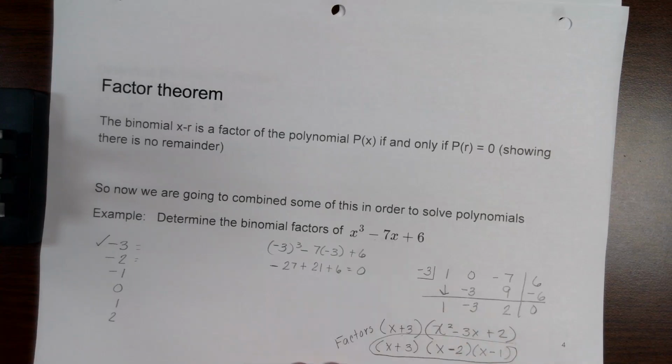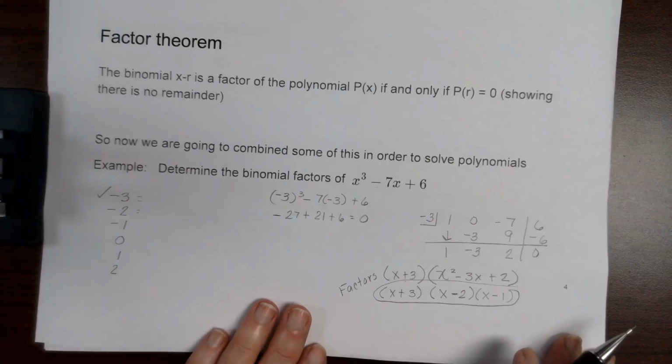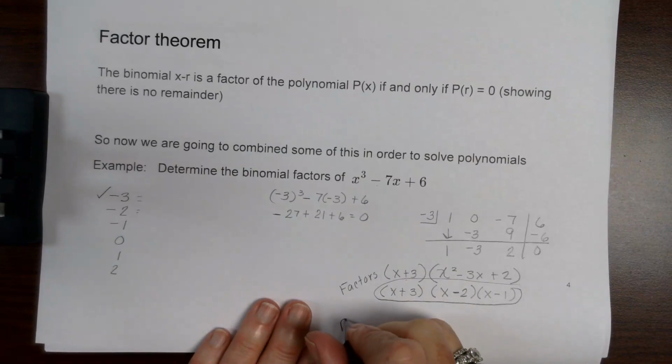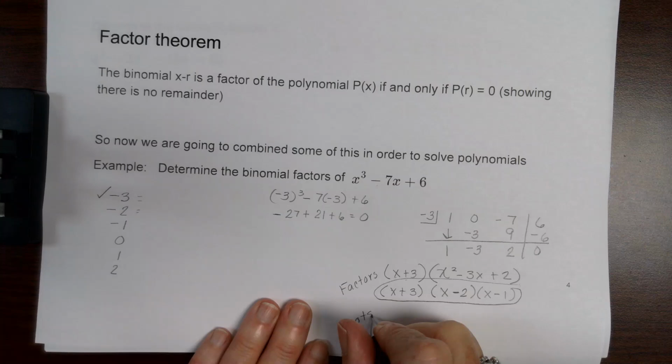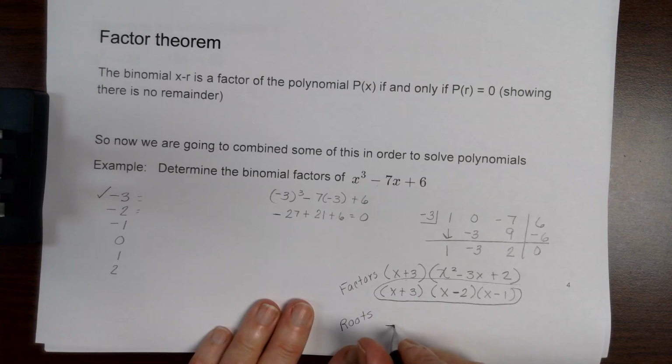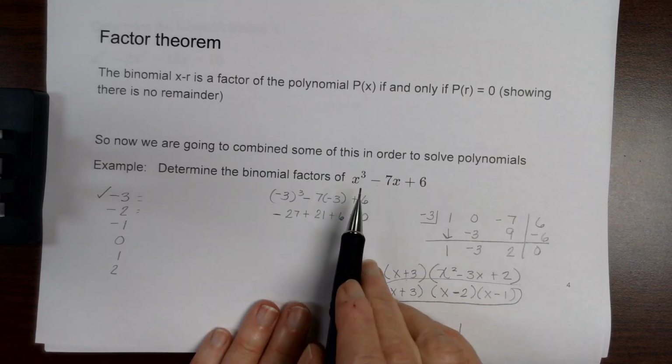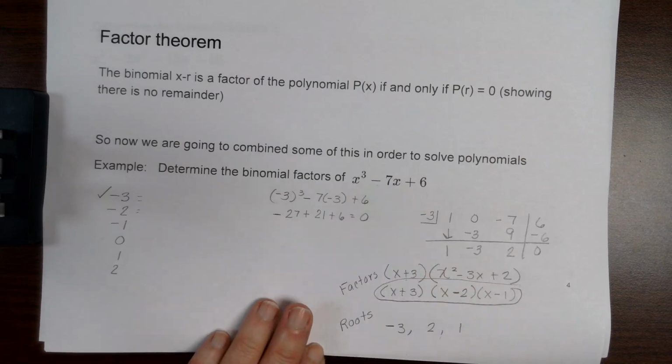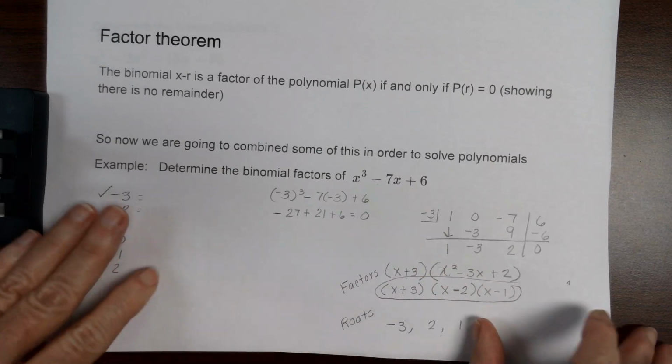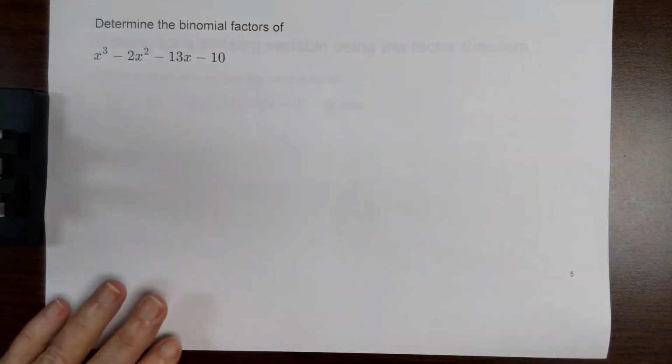of this polynomial. If they ask me for the roots of this polynomial, I would solve these, and I would get negative 3, positive 2, and positive 1. That would be where this polynomial crosses the x-axis. Okay, let's do another one.